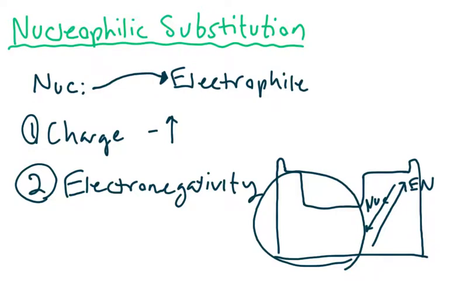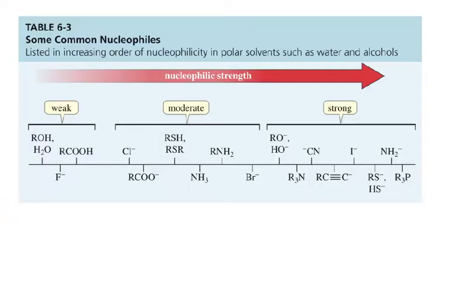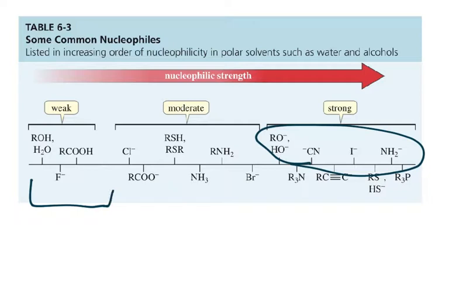So if we look at some nucleophiles, this is a nice little table showing the strength of nucleophiles. If you're on a device that screenshots, maybe screenshot this one. But you can see all the really negative stuff is over here in the strong nucleophiles. And then if we go over to the weak ones, they're going to be the ones without a charge.